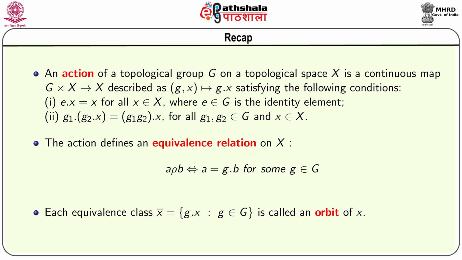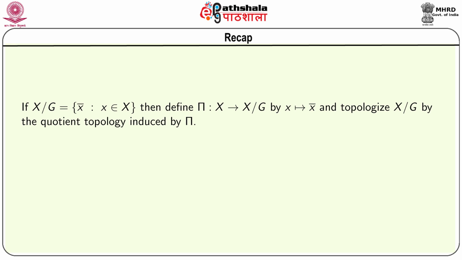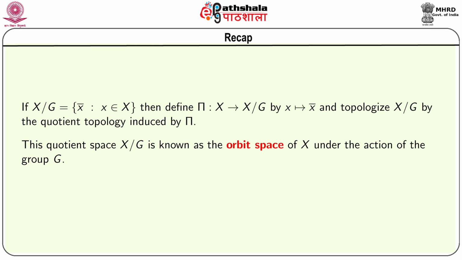If we represent each equivalence class by x bar, then x bar consists of the points g dot x, where g is varying over G. Then this equivalence class is called the orbit of x. Now, we collect all these equivalence classes, or the orbits, in the collection X by G, and we topologize X by G by the quotient topology induced by the map pi, which takes any point x to the point x bar belonging to X by G. This quotient space is called the orbit space of X under the action of the group G.